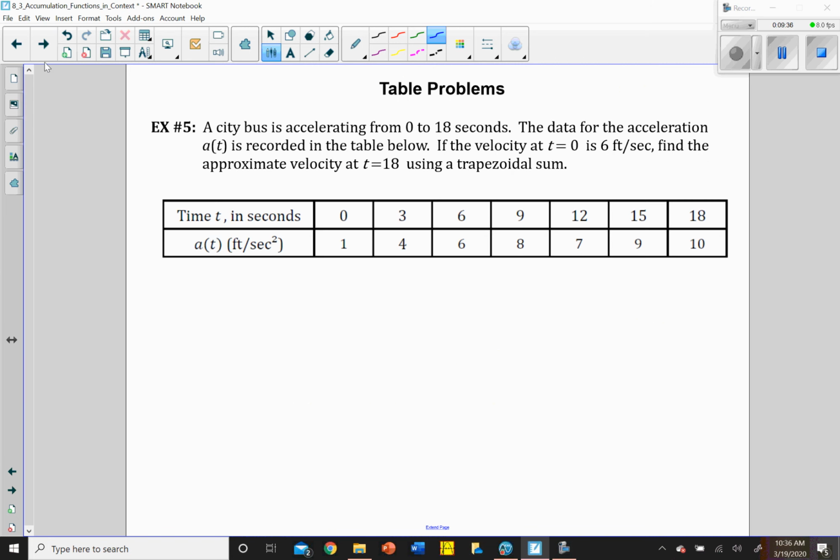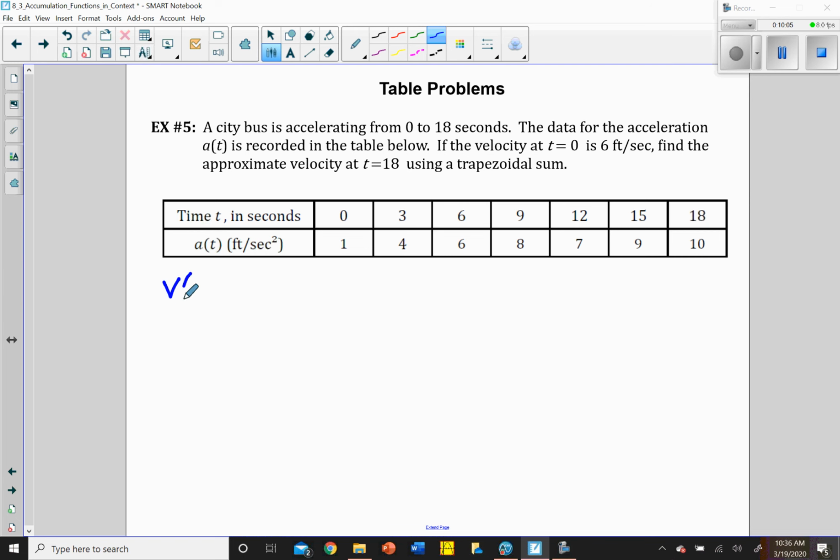Next one, example 5. So table problems, those are always really popular. A city bus is accelerating from 0 to 18 seconds. The data for the acceleration is recorded in the table below. If the velocity at time 0 is 6 feet per second, find the approximate velocity at time equals 18 using a trapezoidal sum.